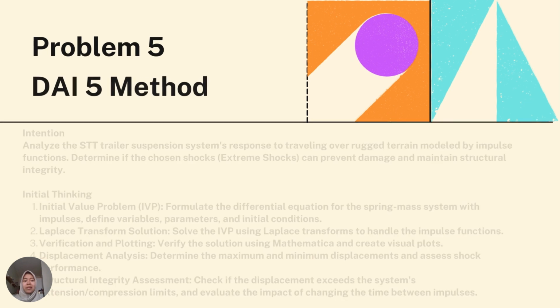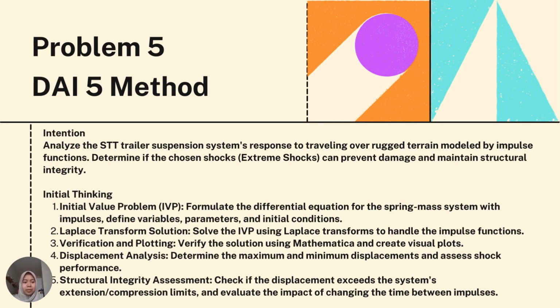And the last problem, the fifth problem. The intention is to analyze how the STT trailer suspension system responds to traveling over large terrain modeled by an impulse function, and determine if the chosen shock absorber can prevent damage and maintain structural integrity, like the combined problem 1 and problem 4, which we combine in problem 5.